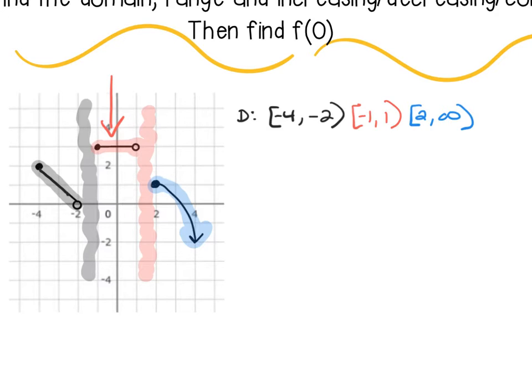Okay, now let's do the y values. So I'm going to clear off this so we could highlight again. Oops, that's not clearing. That's making it worse. Hang on.